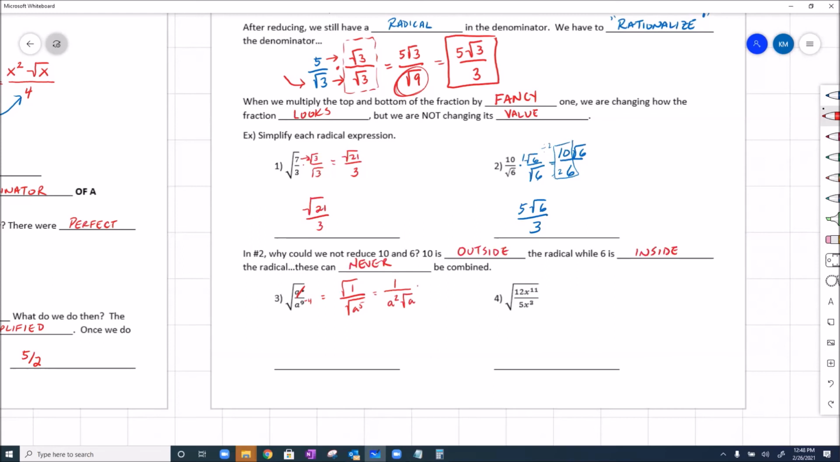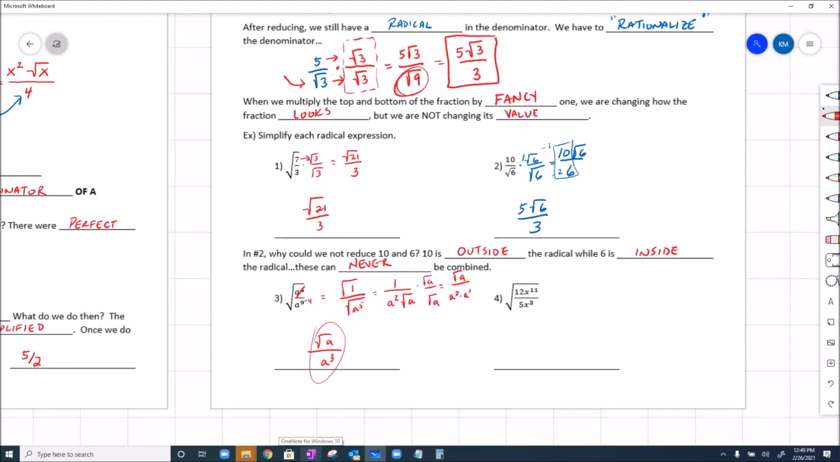What do we have to do here? Well, we have to multiply by fancy 1. In this case, fancy 1 looks like radical a over radical a. So when we do that, we get a squared times a, which is a to the 3rd, and radical a on the top. So we have radical a over a to the 3rd. Remember, we cannot simplify this any further because 1 is inside the radical, 1 is outside of the radical.